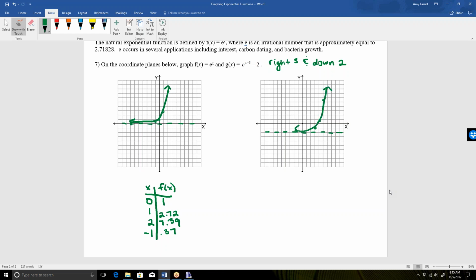Not too bad there. All right, so notice that it looks a lot like this, except that it's shifted right 3 and down 2. You could also, if you wanted to, make a new t-chart if you're bothered by trying to move the point 1, 2.72 right 3 and down 2. But as long as you do it approximately right 3 and down 2, you should be good to go. All right, well, I hope you have a better understanding of graphing exponential functions now.